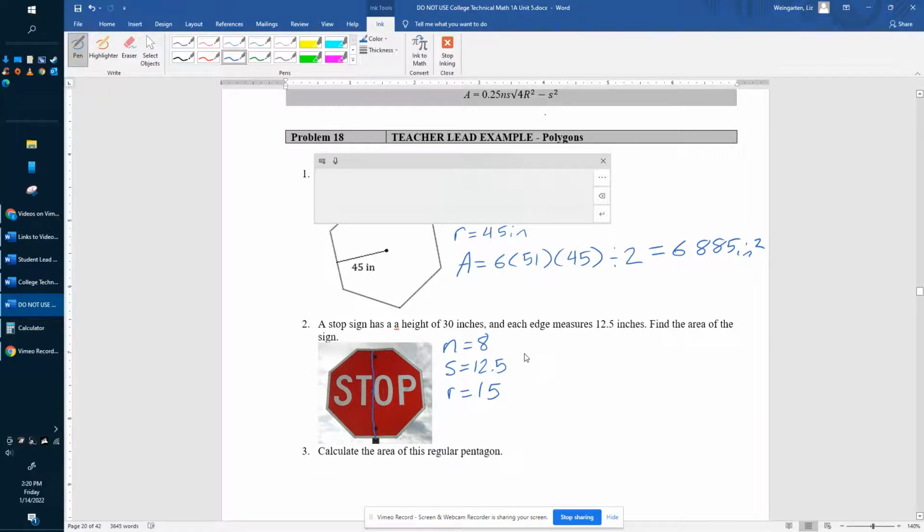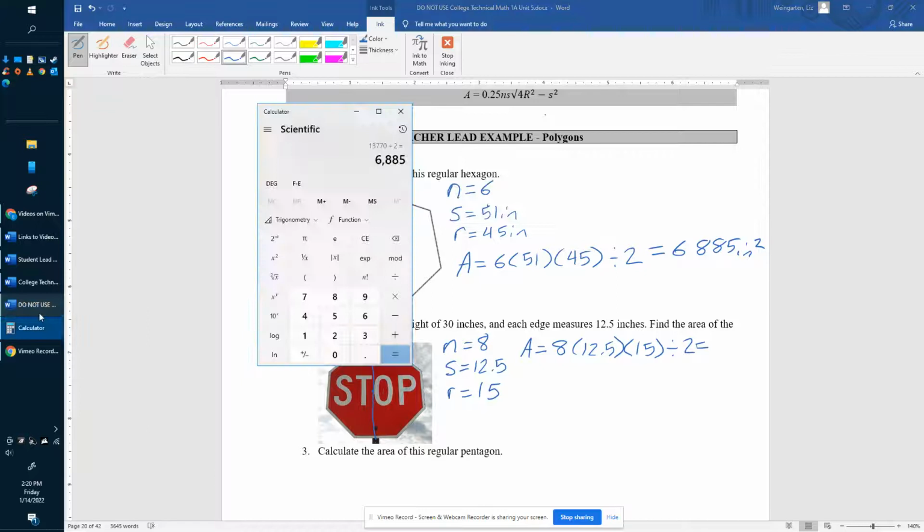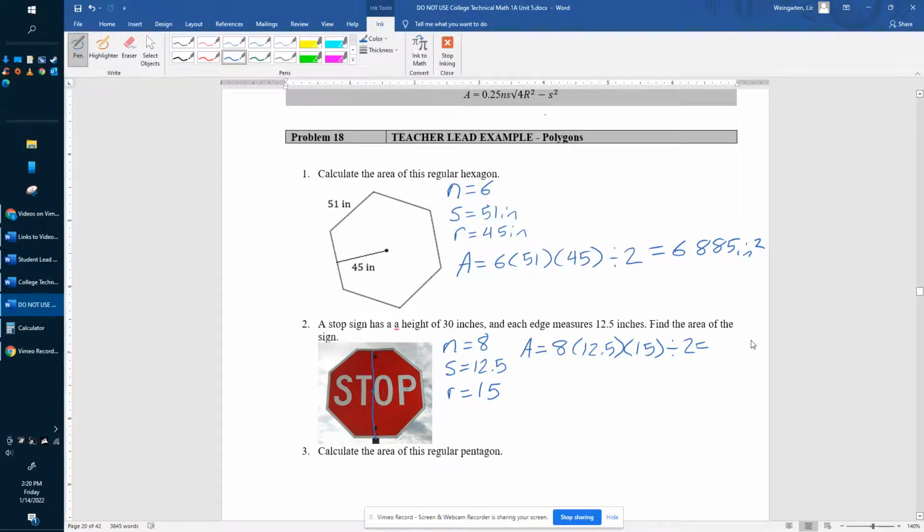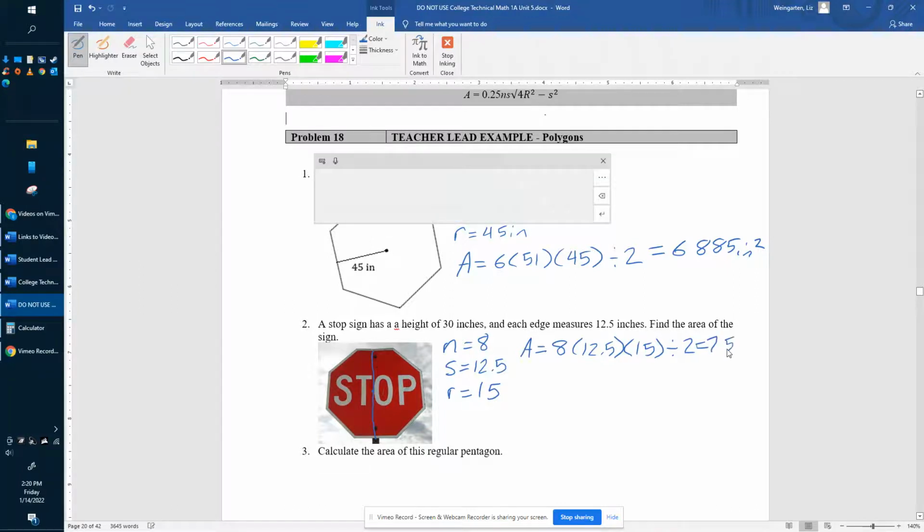So let's plug that into our formula. A equals 8 times 12.5 times 15 divided by 2. Plug that into the calculator. 8 times 12.5 times 15 divided by 2. We get 750 square inches.